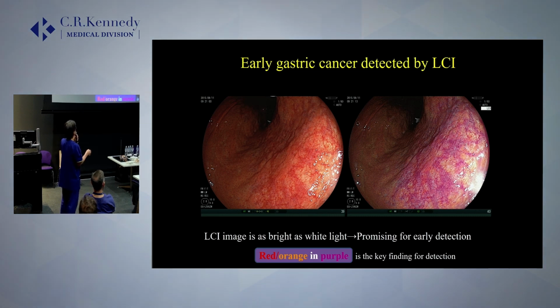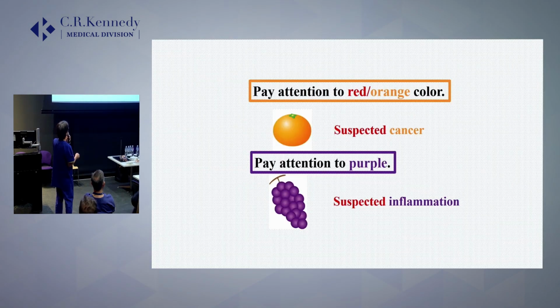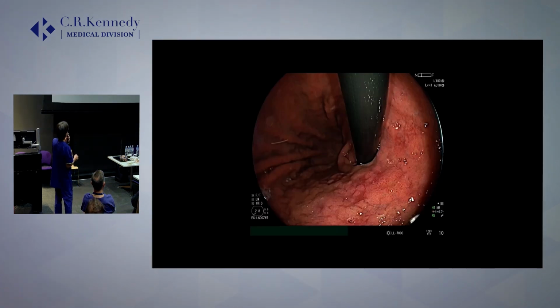So this is how we find the early gastric cancer using LCI. This is a bit reddish area. So red or orange in purple, that is how we find the early gastric cancer. Orange in the purple. Same here.